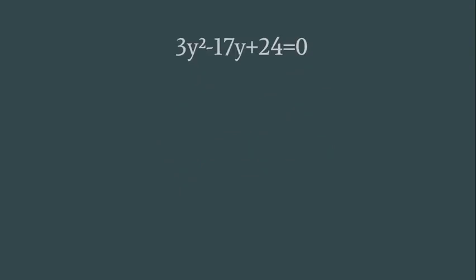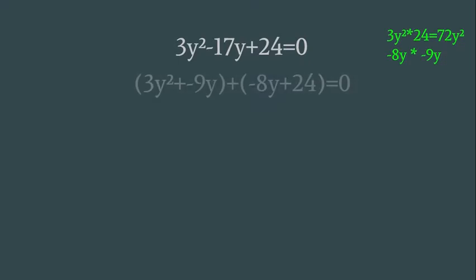What you guys are really familiar with is a quadratic equation that looks like this, where we have to use the AC method. Remember, we have to multiply 3y squared by 24 to get 72y squared. Then we're going to look for those factors of positive 72y squared that add up to negative 17y, and those factors are negative 8y and negative 9.